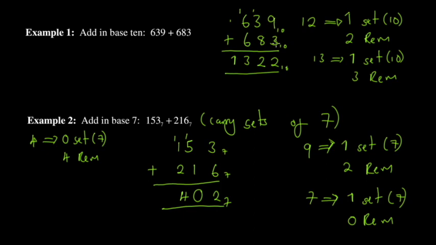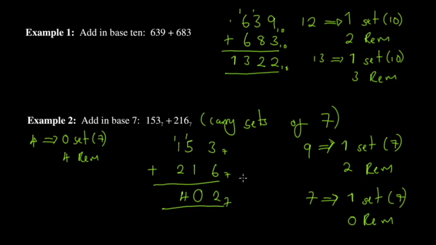Just observe, 9 plus 3, you get 12. So how many sets do you have of 10? You have 1. That's why we're carrying the set. Here, 1 plus 3, you get 9. How many sets of 7 do you have? You have 1. That's why you're carrying the set. You're carrying the set according to the number base, okay? According to the number base.